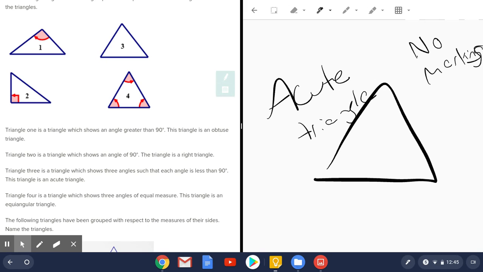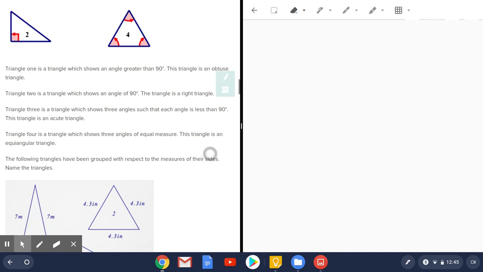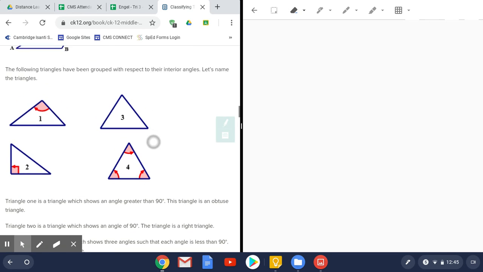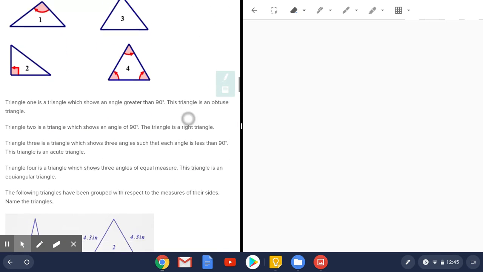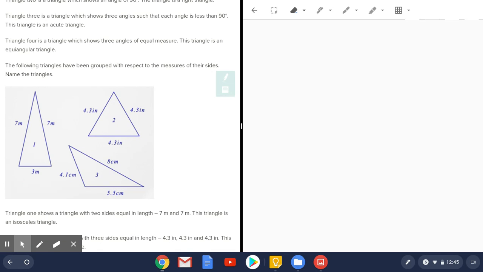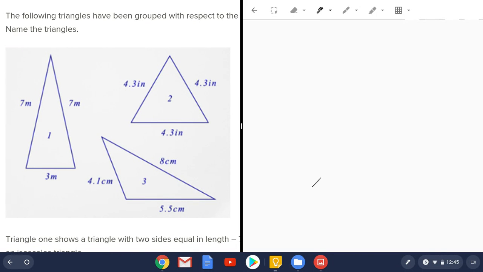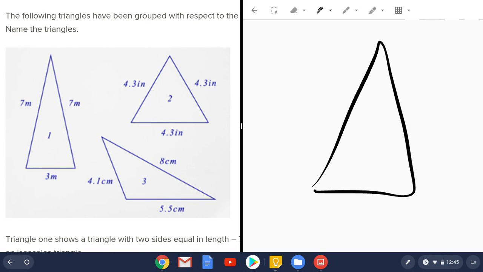In angle 4, they all have the same. What kind of triangle would that be? An equiangular triangle. Nice job. These 4 that we just covered are all of our first 4. Those are all the angular ones. Now, these 3 back here, we see nothing to do with their angles, but we do see with their lengths. So we have triangle 1, which has 3, 7, and 7.